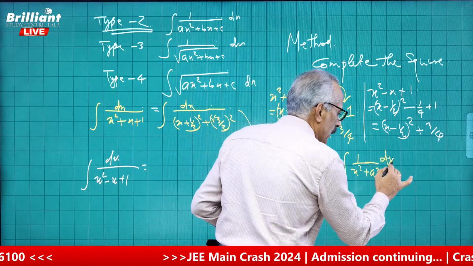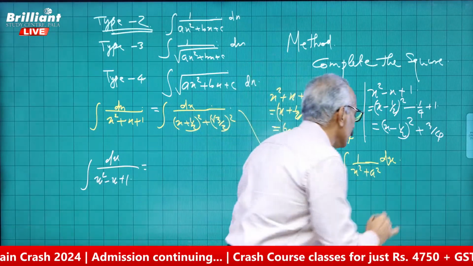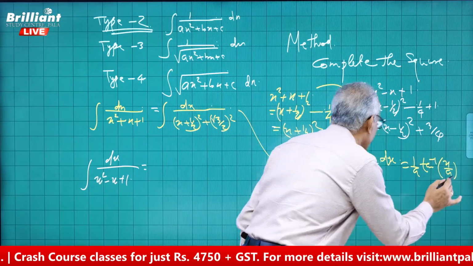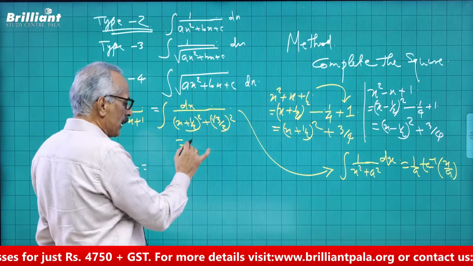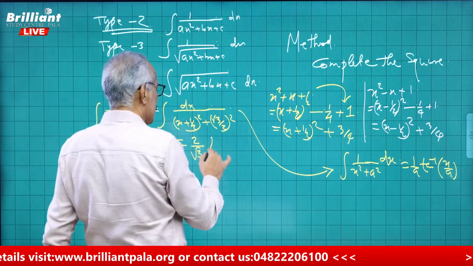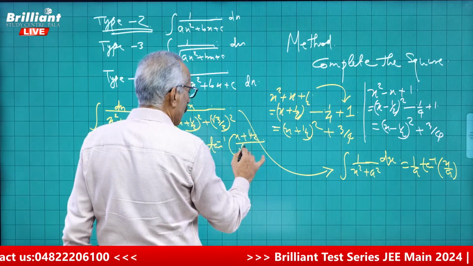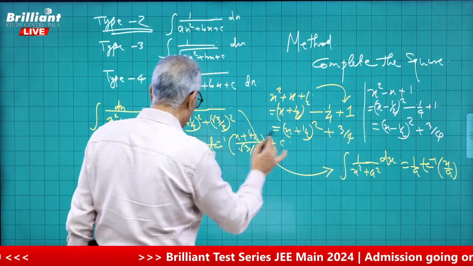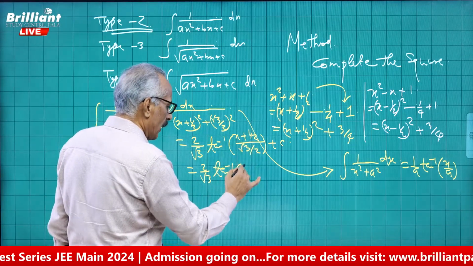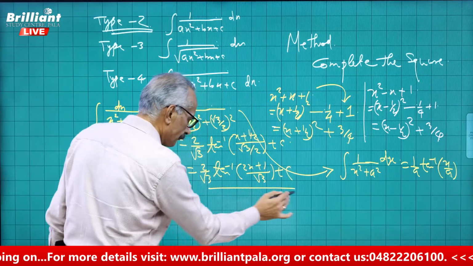Now what I taught you today: your constant is 1, 1 by x square plus 1 is tan inverse. So we say 1 by a tan inverse x by a. So this answer will be 1 by a, that is 2 by root 3, 1 by root 3 by 2, tan inverse, what's your x? X plus 1 by 2 divided by root 3 by 2, plus c. That is 2 by root 3 tan inverse, simplify, 2x plus 1 by root 3, plus c.